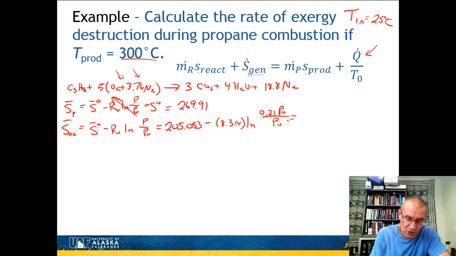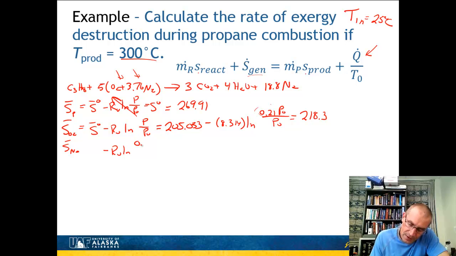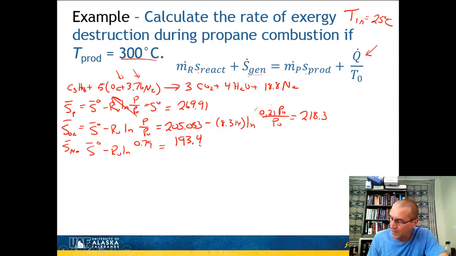So whenever you have mixtures, remember we've got a partial pressure. Remember the mixing of gases. So I can go ahead and put in my mole fraction there. And this comes out to be 218.3. So I'm going to do a similar thing for N2. The mole fraction here, I'll just write out the second term, so minus RU ln of 0.79 for N2. And that value ends up, I'll skip the intermediate, that's 193.4. And you can verify that on your own.